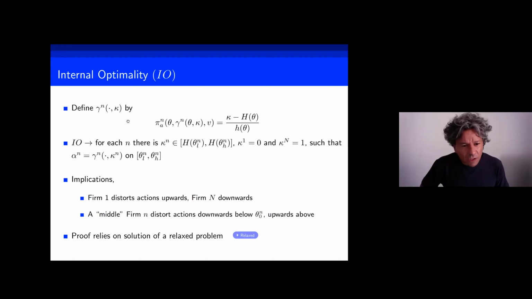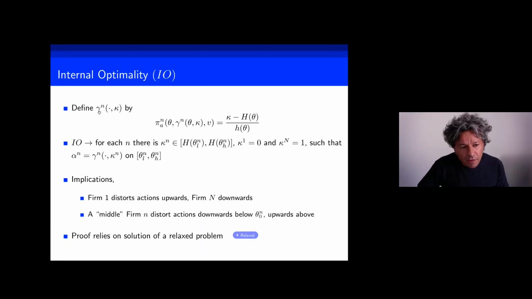This one is a bit of a mouthful, it's a definition, but as you will see, it is something extremely familiar to all of us with a minor modification. Notice that we have a few firms and they are screening. So at some point, the efficiency versus information rents trade-off must show up here, and it shows up in this condition that we call internal optimality. Let me go over the definition.